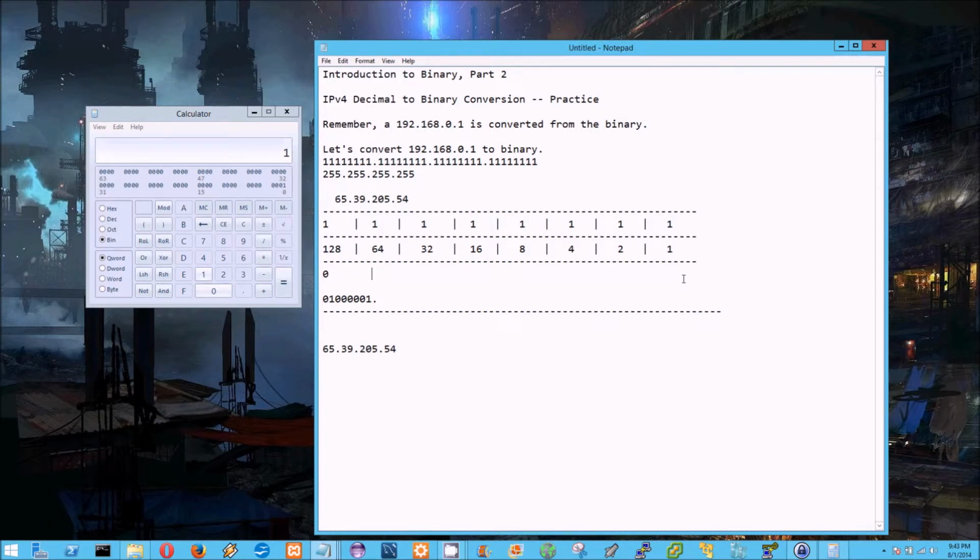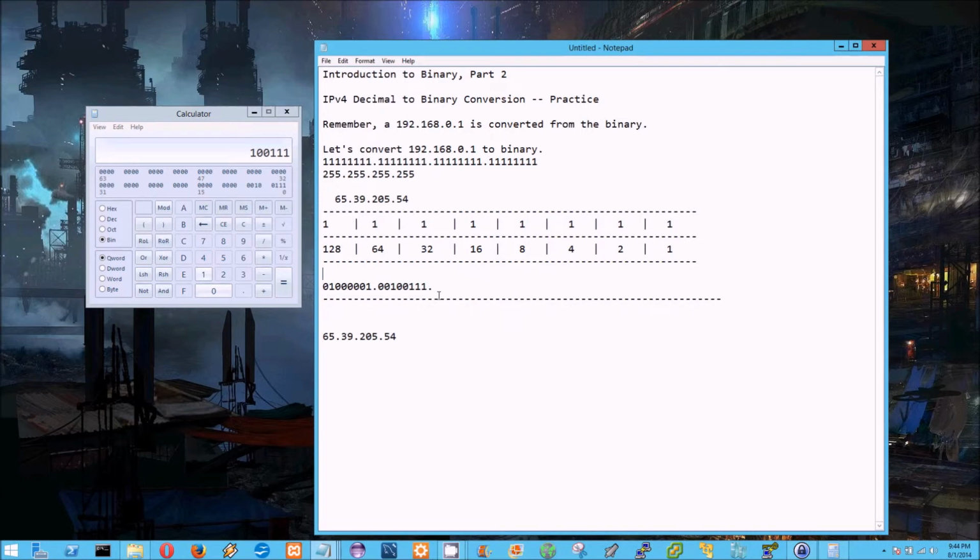Okay, so we're going to say 0, 0, 1. And you should have 7 left, so 0, 0, 1, 3 left, 1 and 1. So 39, let's check it out. 1, 0, 0, 1, 1, 1. So that's correct. And let's fill that in. All right, and the next one is 205.